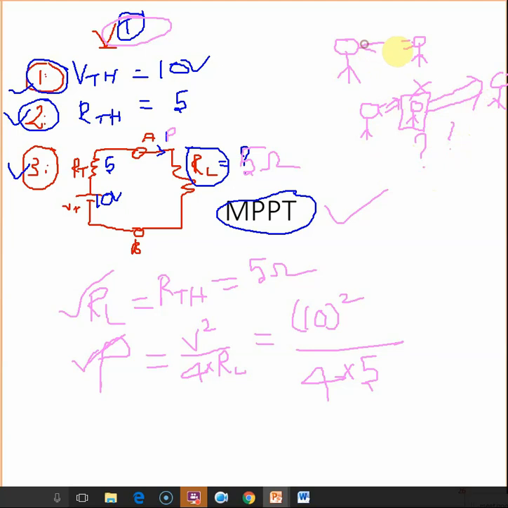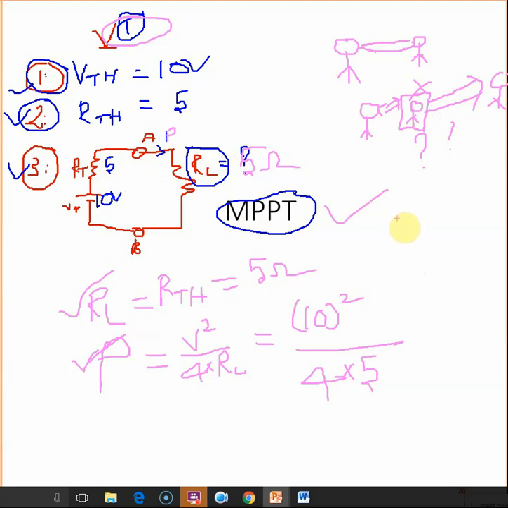So this is called directly, if I communicate directly, you receive directly. That's why RL is equal to RTH means directly you receive the total source and you use it. If your RL value is not equal, then automatically you do not receive it. So that's why it is the maximum power transfer theorem.